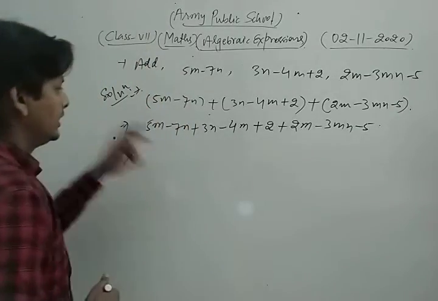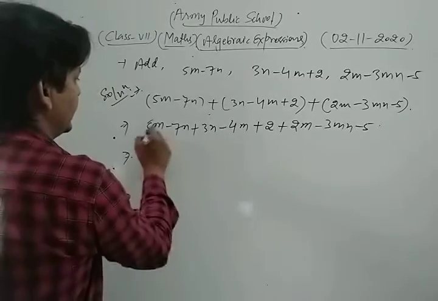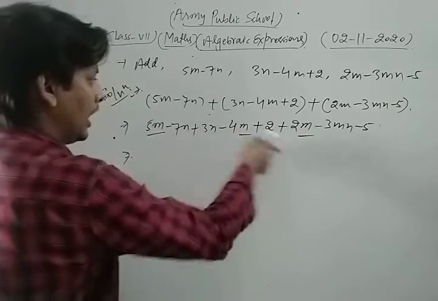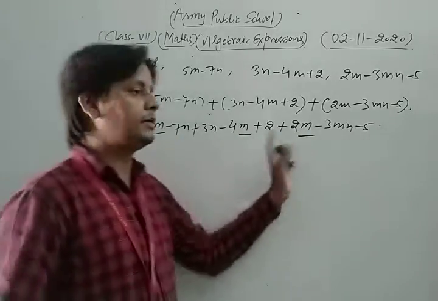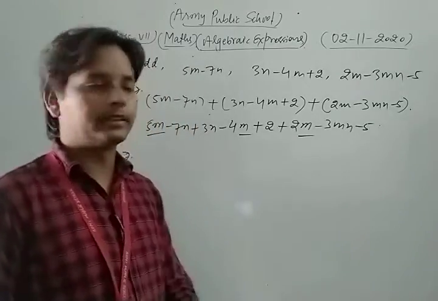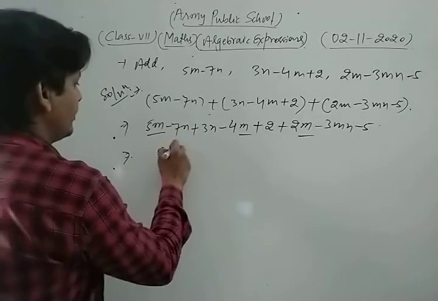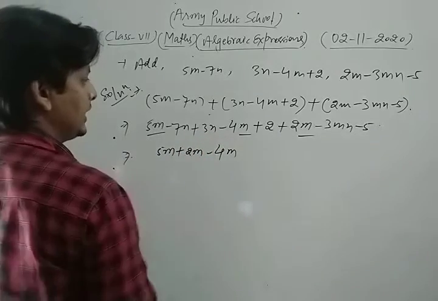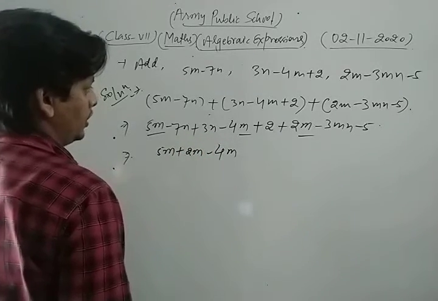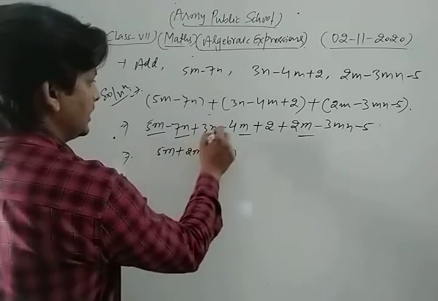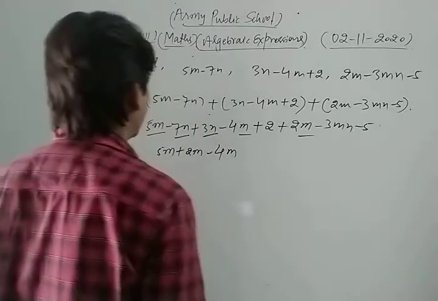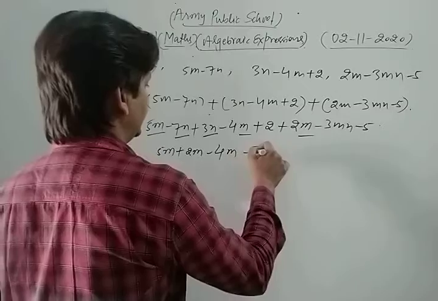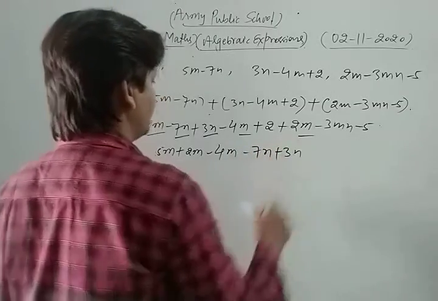Now look, here this is m, this is m, this is m. All these terms have the same algebraic factor m, so we collect them. We can write 5m plus 2m and minus 4m together. Similarly, here there are two terms that contain n, so we write minus 7n and plus 3n together.